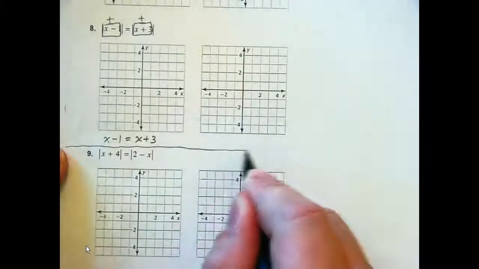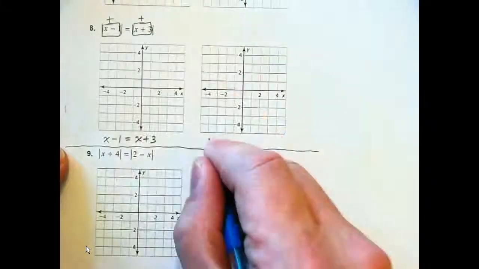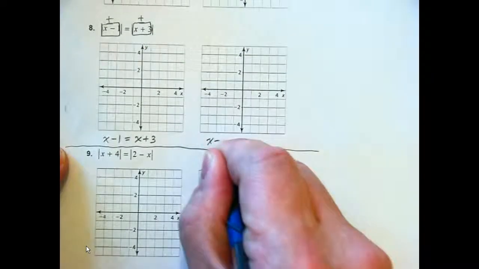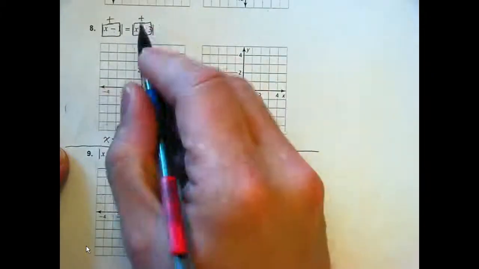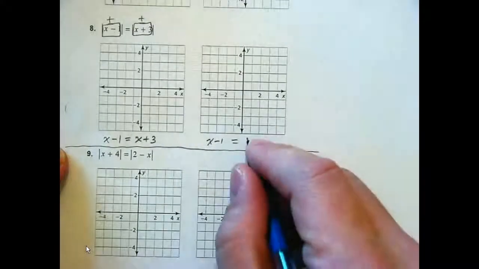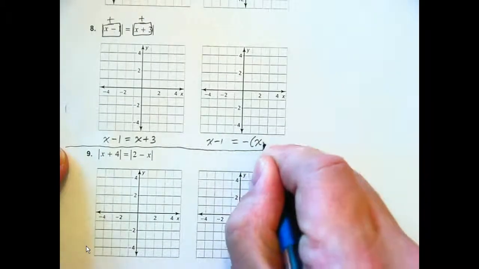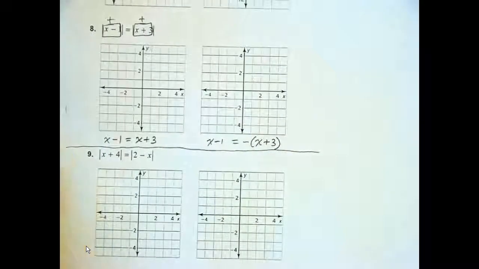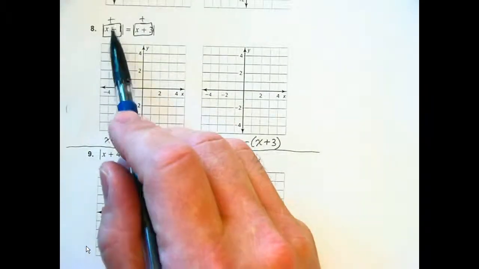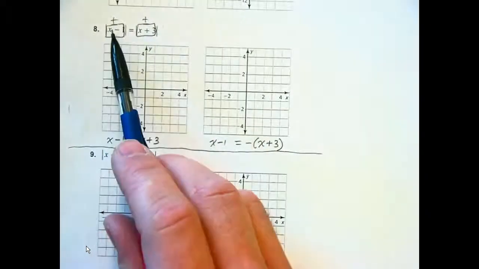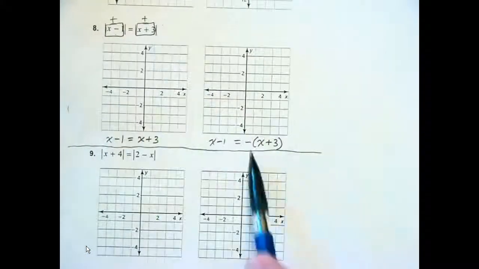And then I have to have a negative case. The negative case is I still have positive on this side, x minus 1 is still positive, but on this side, this chunk becomes negative. So you get negative, and I'm going to put parentheses, x plus 3. Those are the two cases. Yes, Sarah? We're always going to keep that side positive. So positive equals a positive, and positive equals a negative.